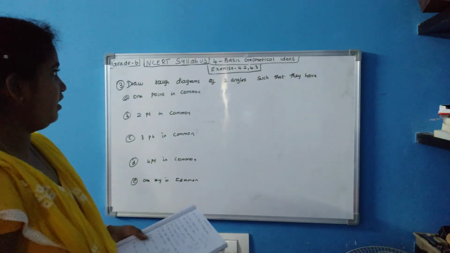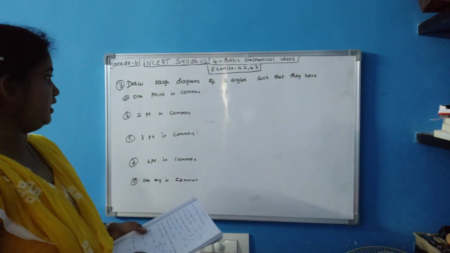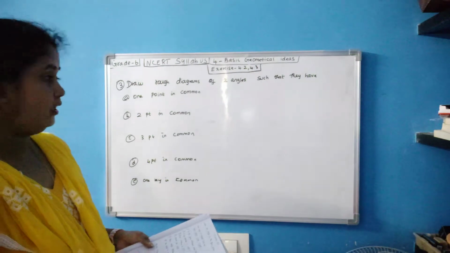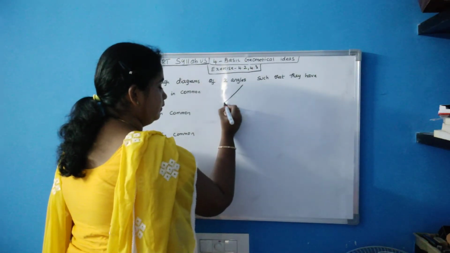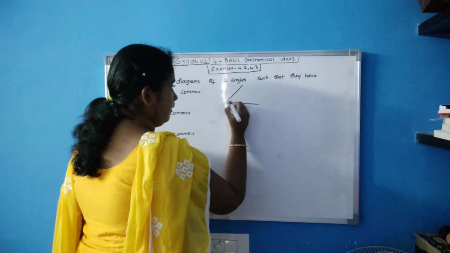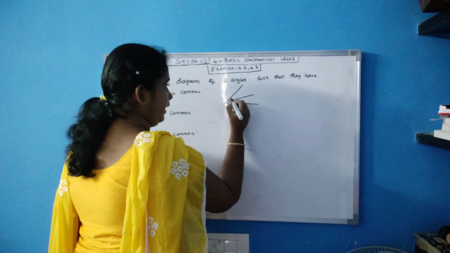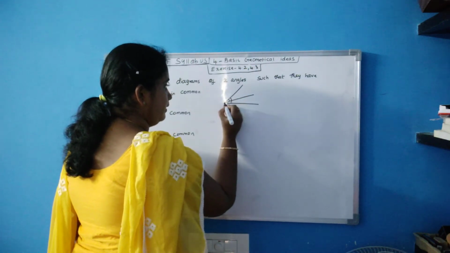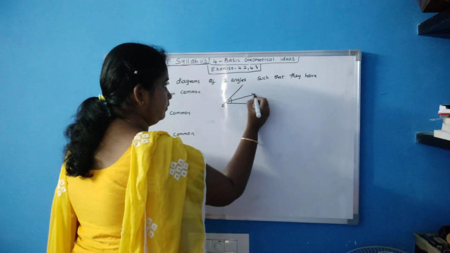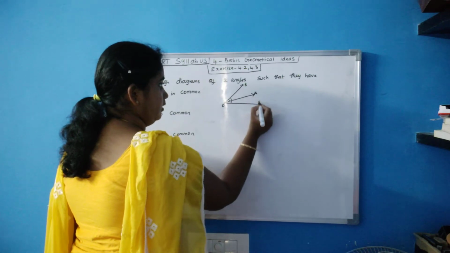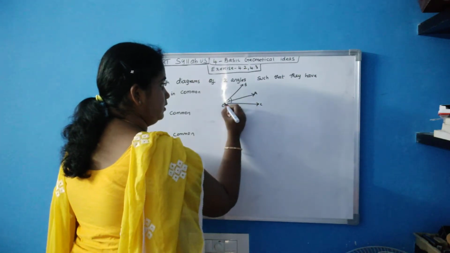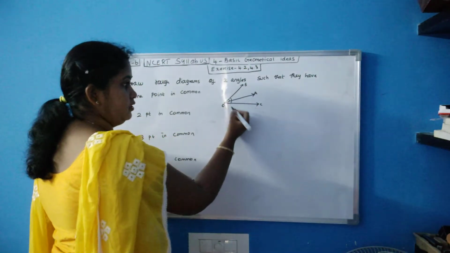Third sum: draw a rough diagram of 2 angles such that they have 1 point in common. First we are going to see 1 point in common. So this is one angle, this is one angle, and this is the common point. So we are naming the rays B, A, C. So this is the 1 point that is common for these 2 angles.